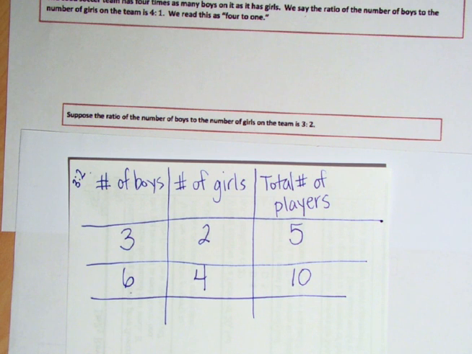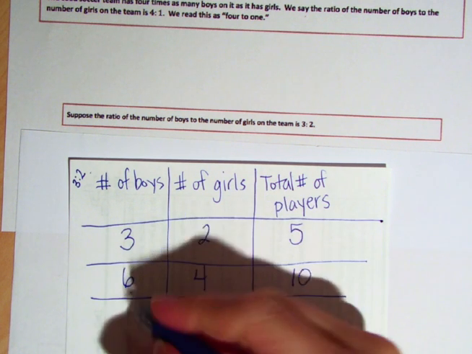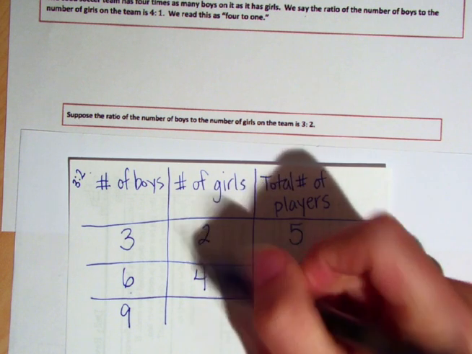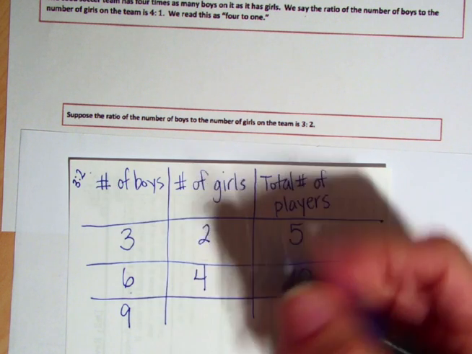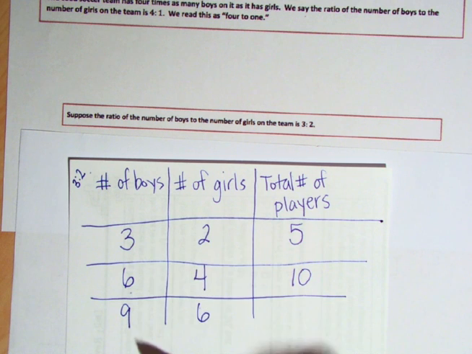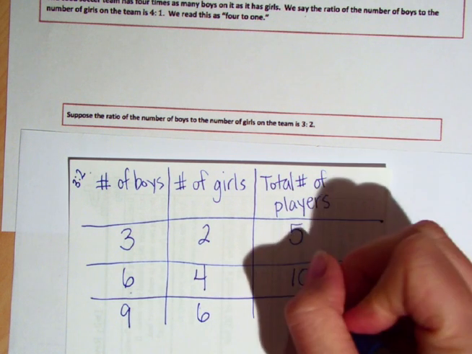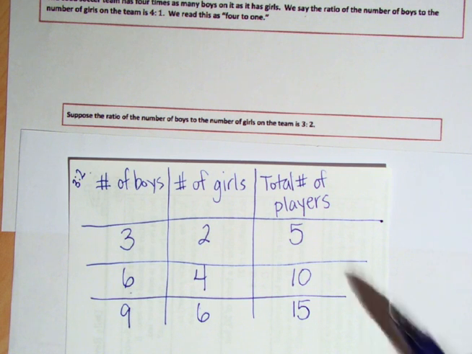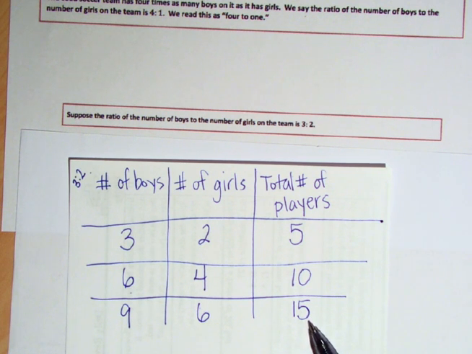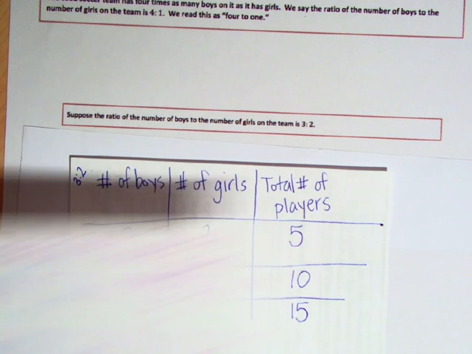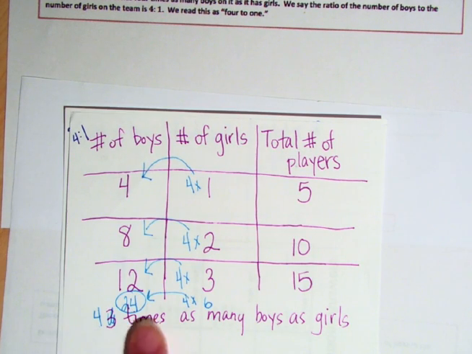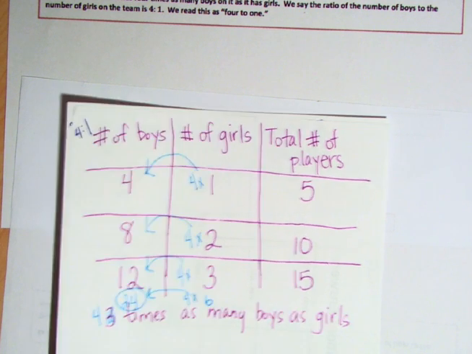All right. 3 more boys makes 9. I think you're getting the patterns here. 2 more girls, because there are 2 girls each time, would make 6. 9 plus 6 is 15 total players. And again, if we need 11, we now have enough. Now, on our last example, we could say that we have 4 times as many boys as girls. Let's see if we can do that here.